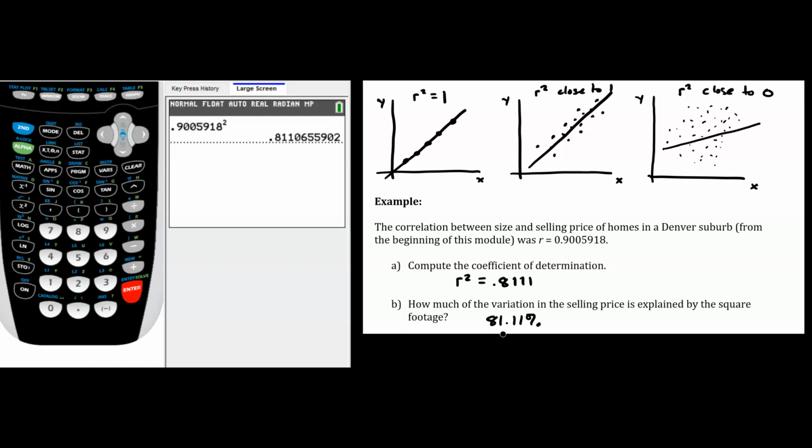So if 81% of the variation in selling price is attributed to square footage, then doesn't that mean that there's another 19%, approximately 19% of the variation in selling price that's going to be explained by some other factors that are not seen here? So there's other variables involved that we just are not familiar with at the moment.